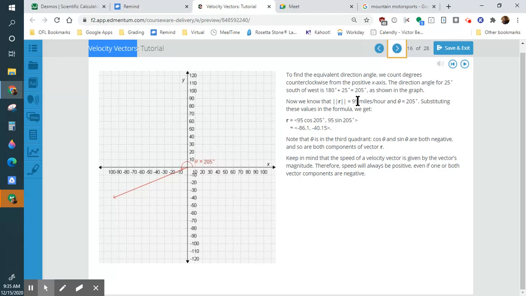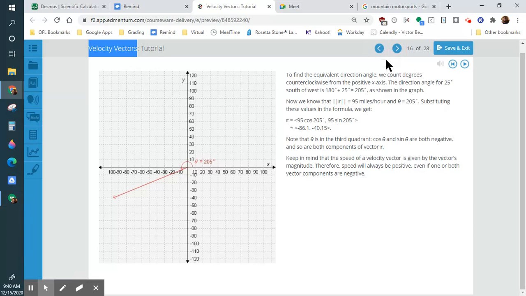So for the equivalent direction, we count degrees counterclockwise. Whenever we're talking about counterclockwise, remember how we count our quadrants: 1, 2, 3, 4. So that's counterclockwise. Whenever we're talking about a direction, we want to go this way. So this would be 205 degrees. And the reason why it matters is because in a calculator, it'll affect the negative and the positive, positive being north, the other positive being east.